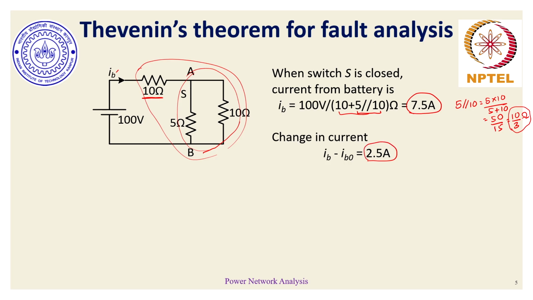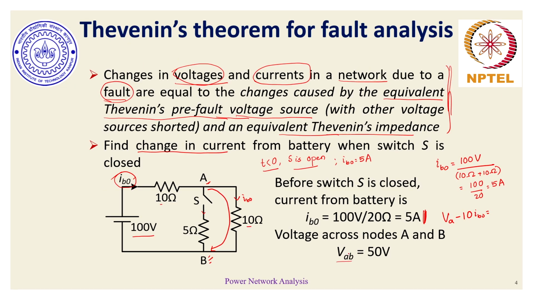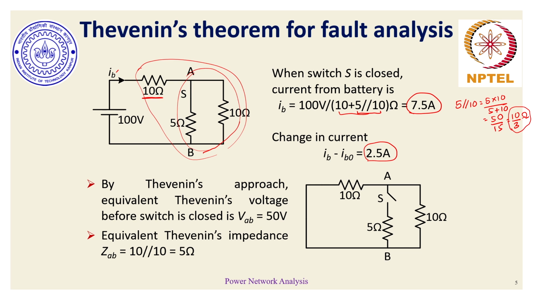Now, is this current change also possible to obtain applying Thevenin's theorem? Let's see that. By Thevenin's approach, as I mentioned in the previous slide, VTH is the voltage across node A and B, which is 50 volt. Given that my Thevenin voltage source is known, to find the Thevenin impedance, voltage sources would be shorted and current sources would be open circuited.